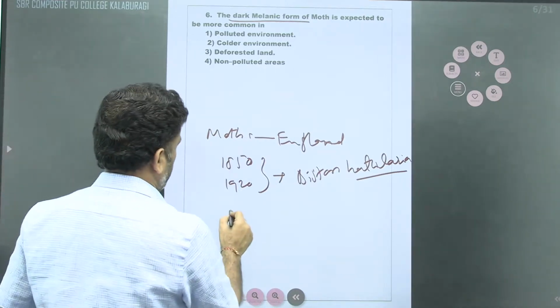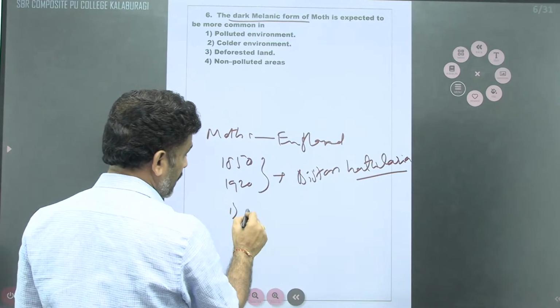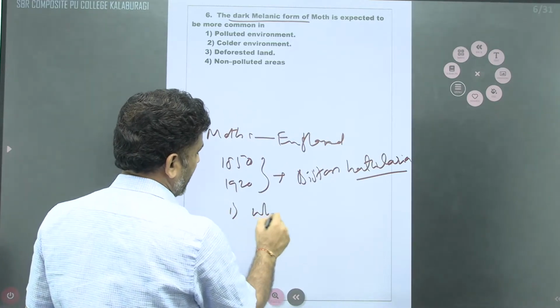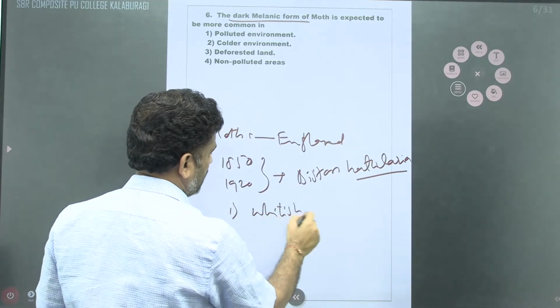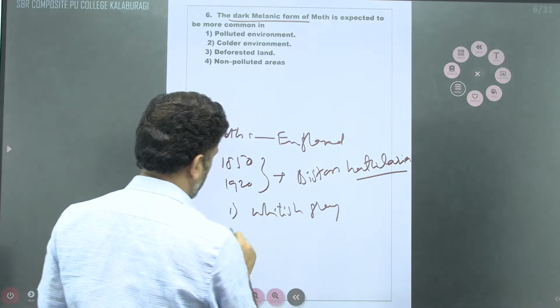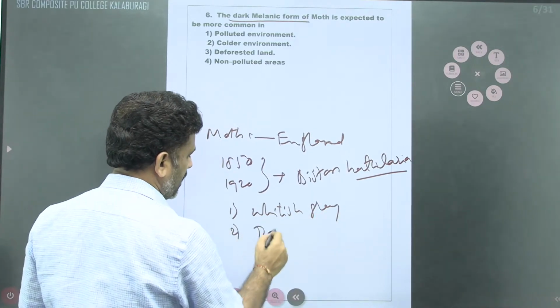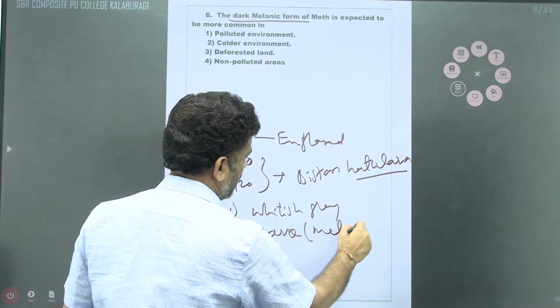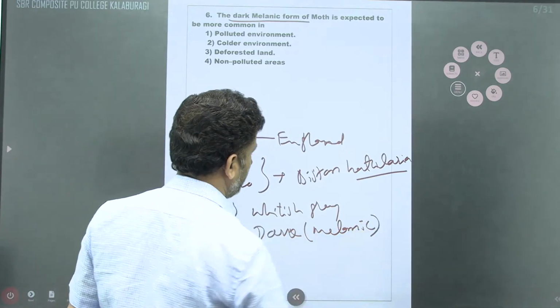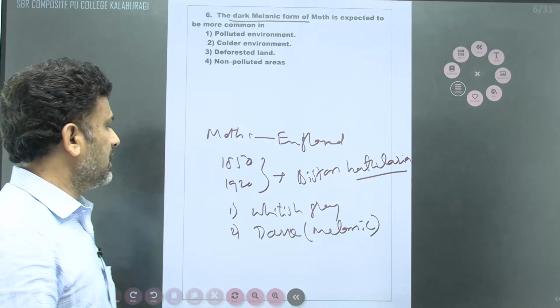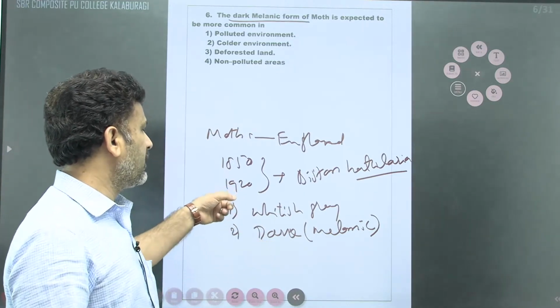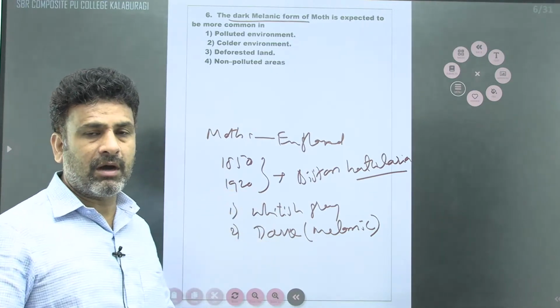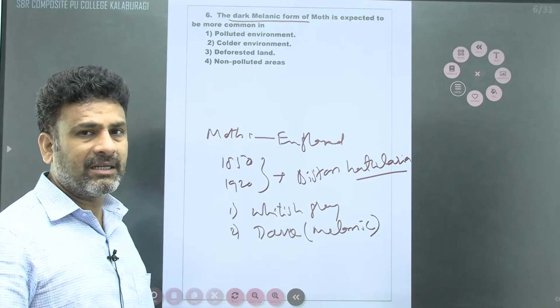These Biston betularia individuals are of two types. One possesses a whitish gray wing as well as body color, and the second one has a dark colored body as well as wing, which is called a melanic form individual. This melanic form population size increased after 1920, after the industrial revolution occurred in England.